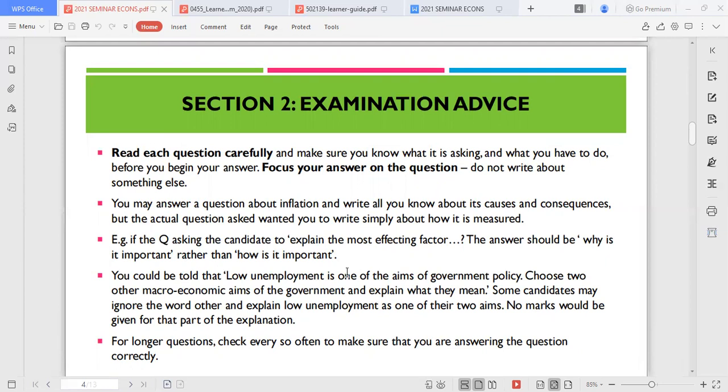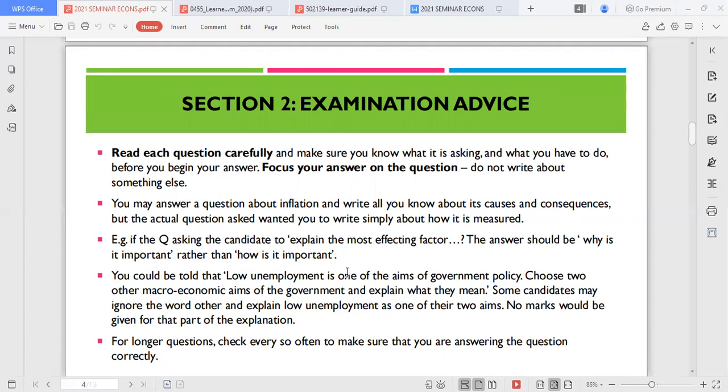Some students have these issues when they see anything related to inflation. When they see the word inflation, they get excited. They will go and talk about the causes, the impact, the effect. But the question will be on the definition. Simple. So that is the reason.